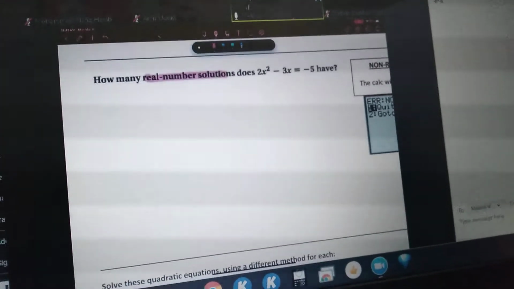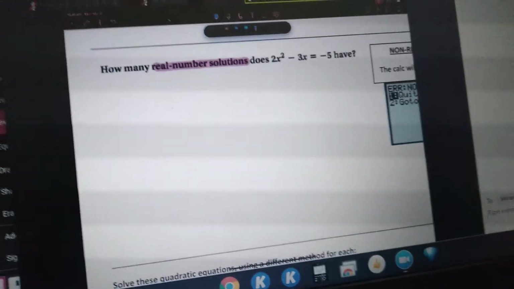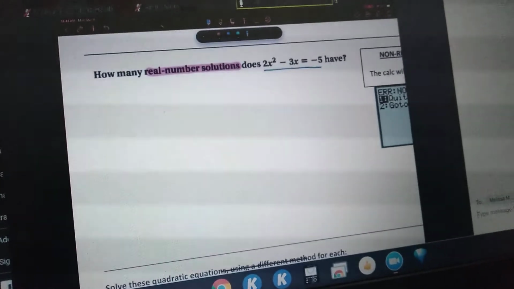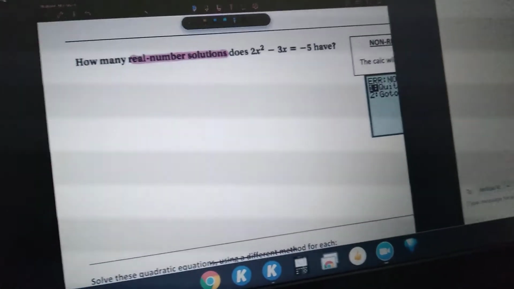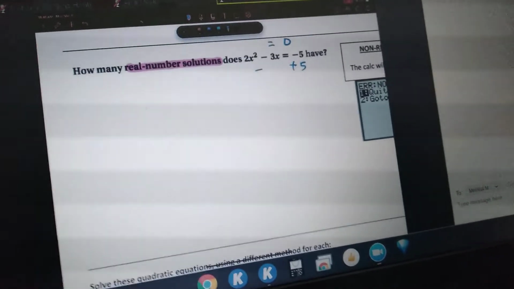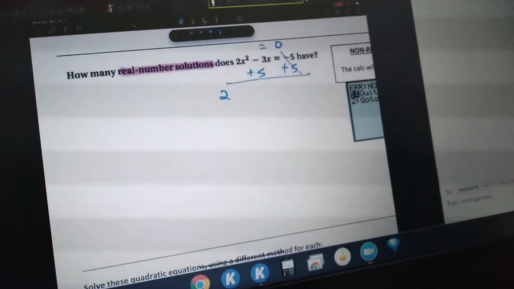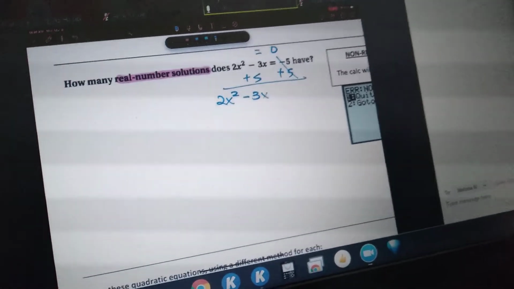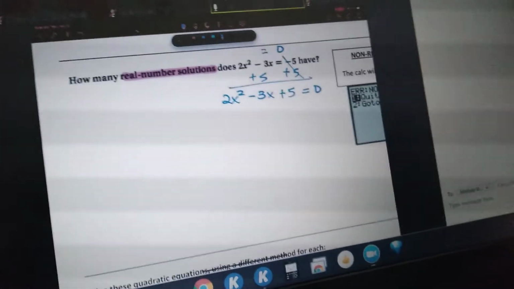Good. I'm going to skip this one. The answer key is there. Well, I want to look at this one right here. This one says, how many real number solutions? I'll explain what real number means in a minute and you'll see why. So here we go again. My equation has to be equal to 0. So add 5, add 5. So I get 2x squared minus 3x plus 5 equals 0.